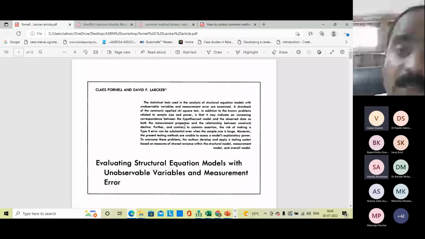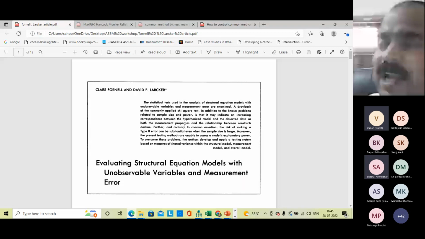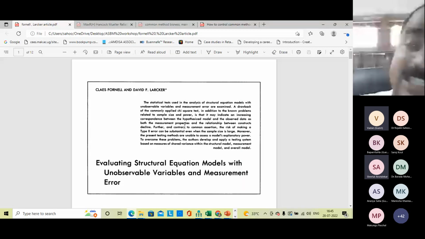What is that called? The square root of AVE must be more than the inter-construct correlation, or you can say inter-construct correlation values must be less than the square root of AVE. Any one you can say. This is the second criterion of discriminant validity according to Fornell and Larcker.